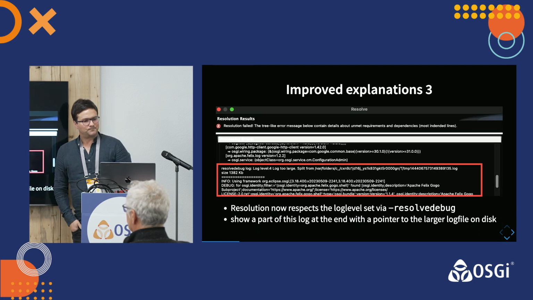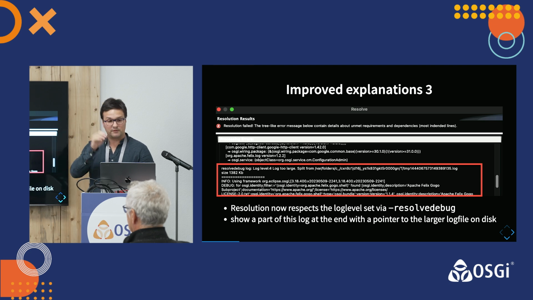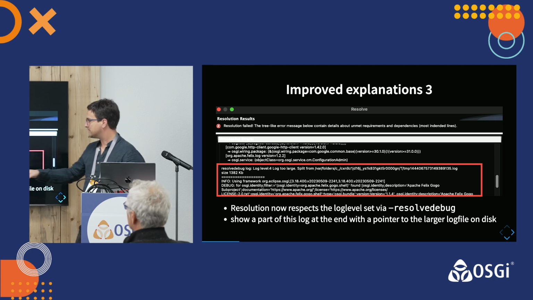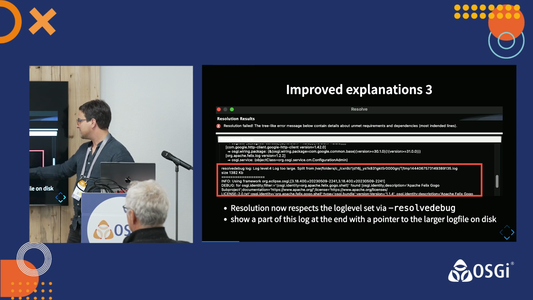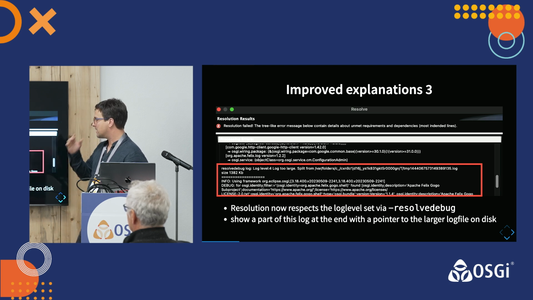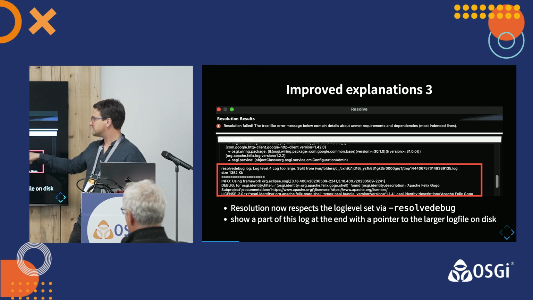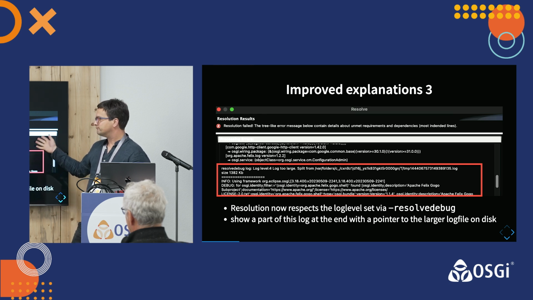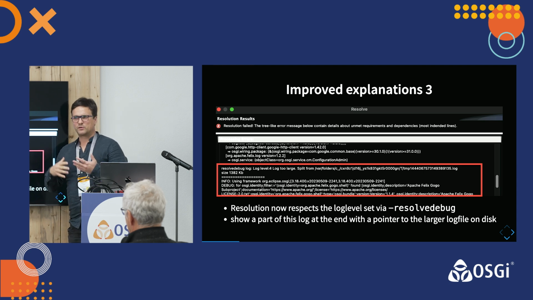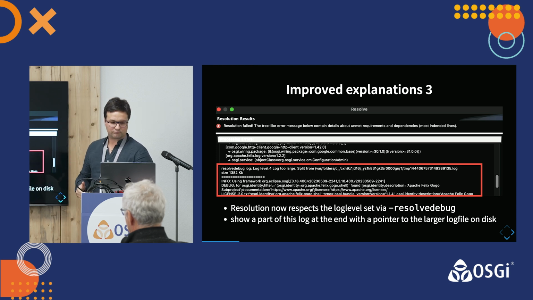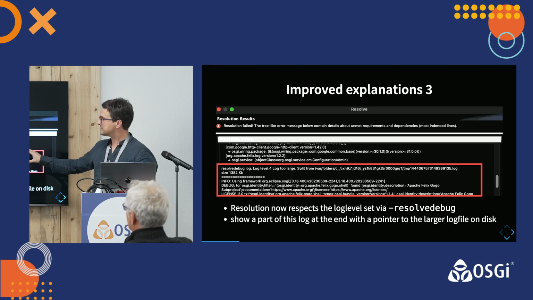Next thing is, now the resolver also respects a log level setting, resolve debug. There's a Bnd instruction called resolve debug. If you have set this, you now also see in this error message a part of the log file content and also a pointer to your file system, because it could be quite big, and you can just grab it or view it on the command line to go into more detail if you want to find out about weird resolution problems. So this wasn't there, now it's there.